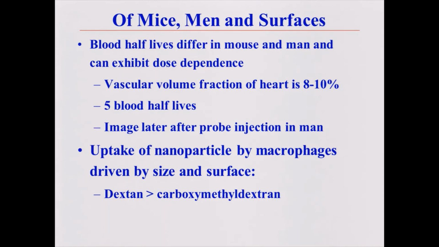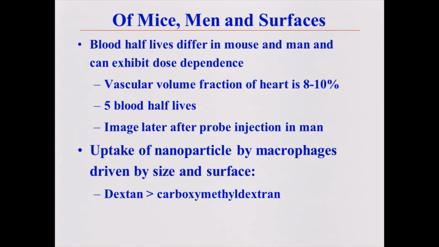So it's important to know what the half-life of your probe is in mice, what the blood half-life of your probe is in humans, and adjust the time that you acquire your images accordingly. The other very important point is that not all nanoparticles are the same. The uptake of nanoparticles by macrophages will be driven in large part by size and also by surface coating. So for instance, macrophages tend to take up, pardon the typo, dextran nanoparticles far more avidly than carboxymethyl dextran nanoparticles. So these are factors that you have to take into account when designing or interpreting or translating studies that have been done in mice into humans.